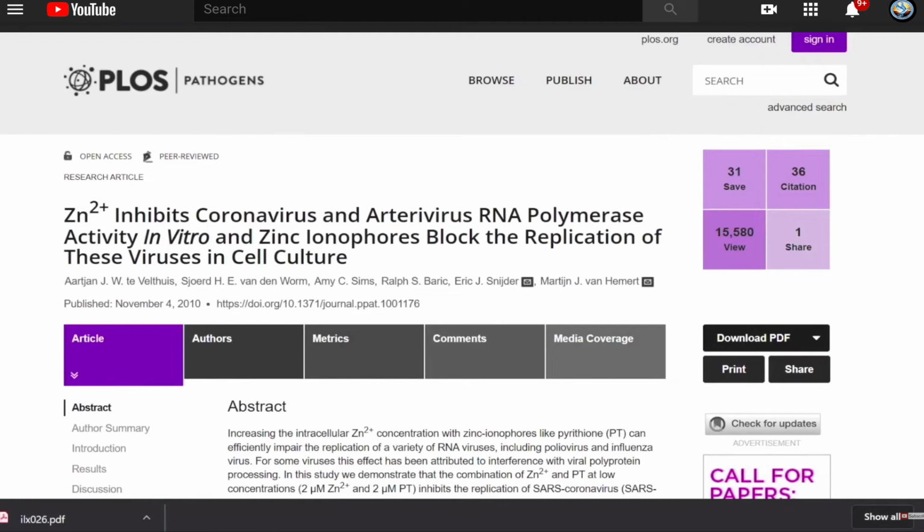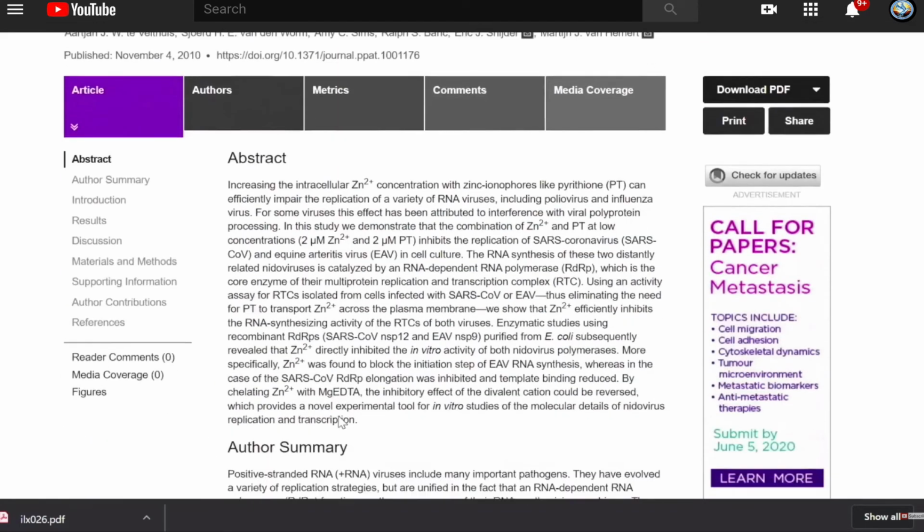So here's an article that was published in 2010. Zinc inhibits coronavirus and arterivirus RNA polymerase activity in vitro, and zinc ionophores block the replication of these viruses in cell culture. So here's that enzyme we were talking about, RNA polymerase, that nasty enzyme that is coded for by the RNA genome that goes directly into the cell. So let's look at this abstract.